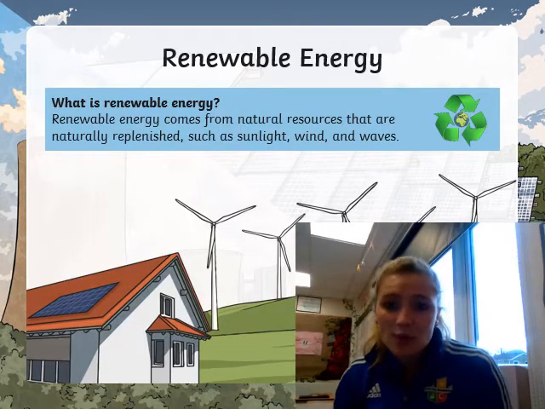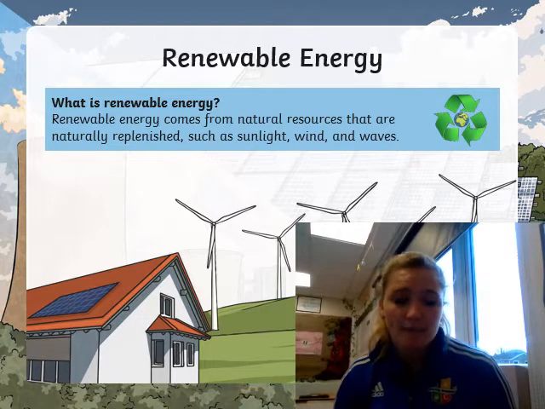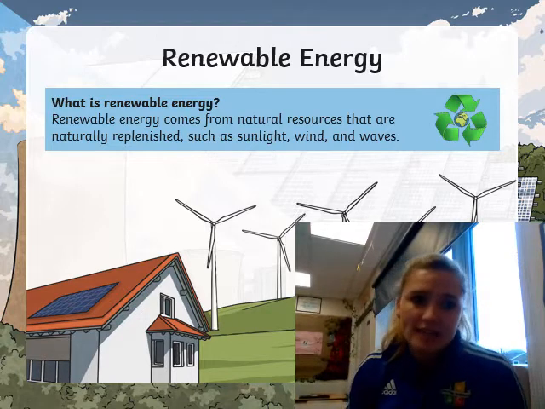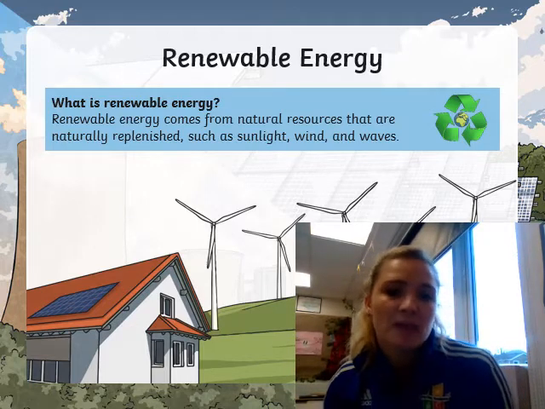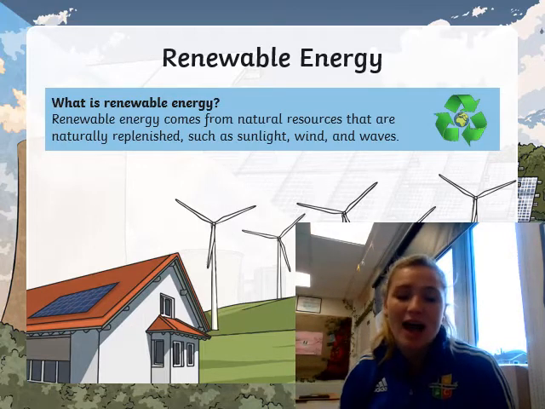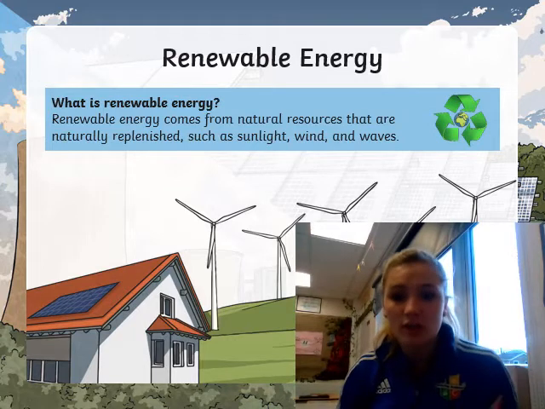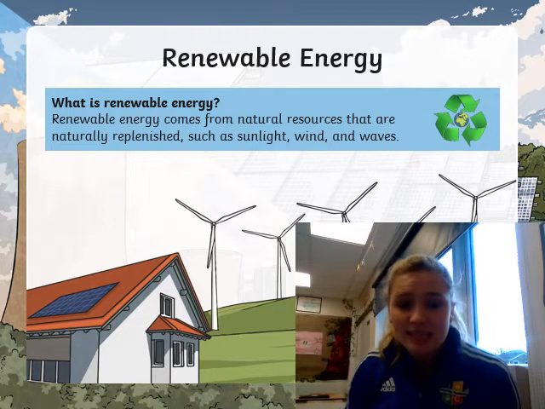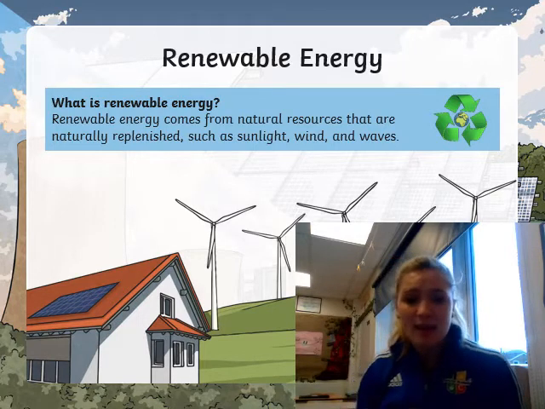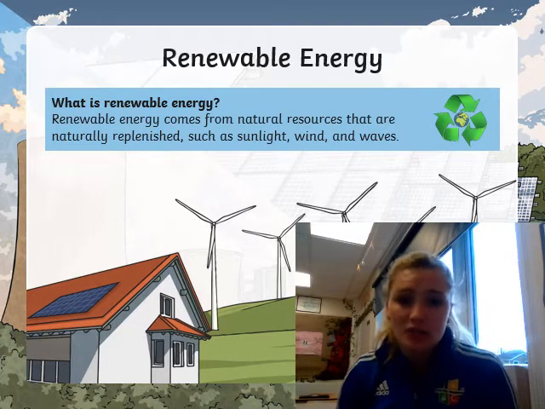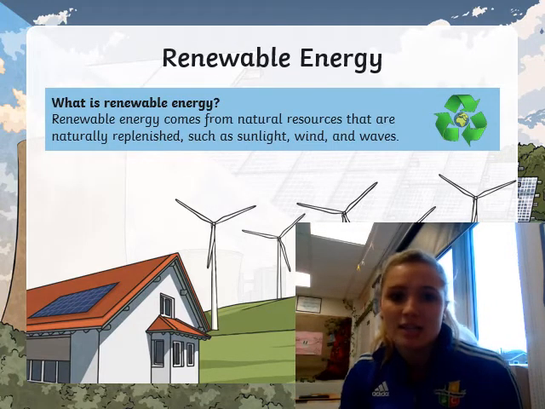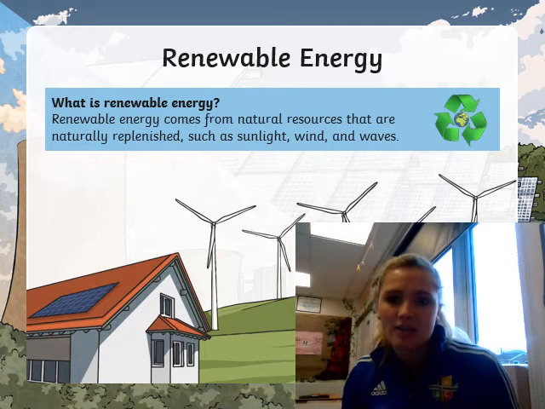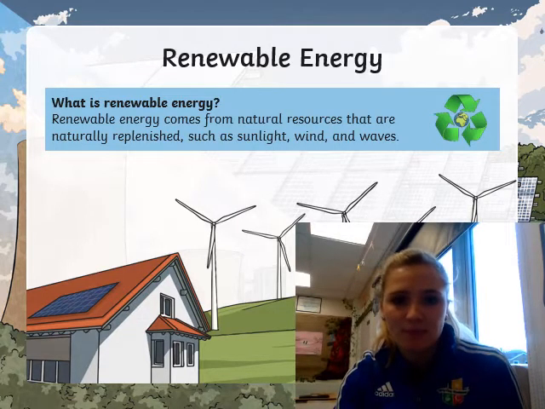Okay, so because we don't want things to run out and because we want to help make our planet better for future years coming up, we are now trying to use something called renewable energy resources. These are resources that we can actually replenish, we can make more of. They naturally occur. Things like sunlight, wind and waves will naturally just keep happening all the time. So we are now starting to look at how we can use those natural resources to make renewable energy which we can keep making over time.